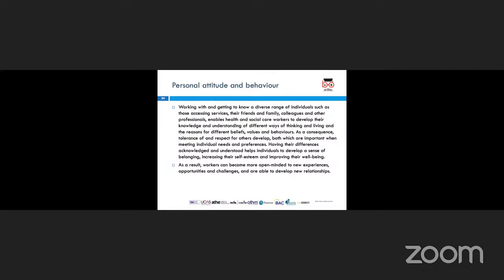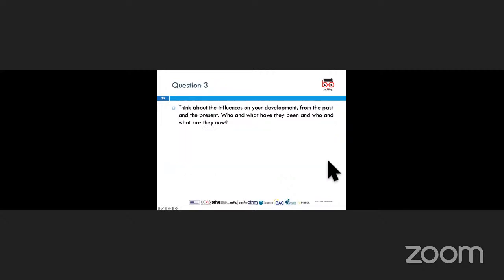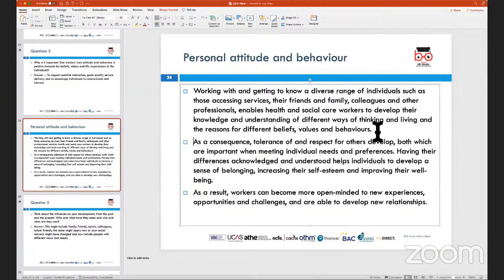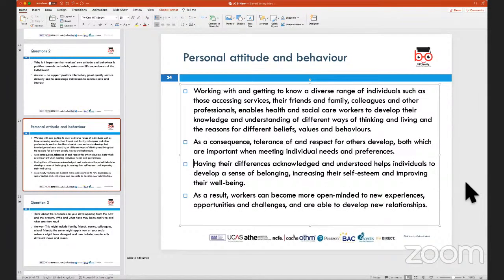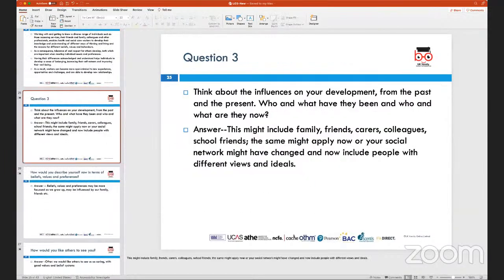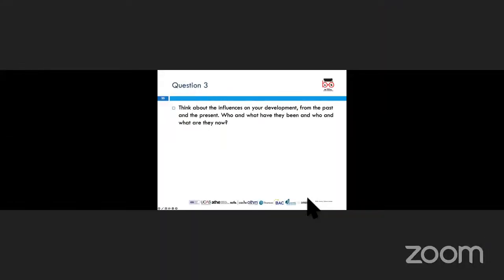But because every individual is different, you will at some stage be different from other individuals in terms of showing what values you have, what beliefs you have, and those values and beliefs shape the behavior that you bring across to the organization. So let's look at another question which I want to look at when I talk about values, beliefs, and behavior. Think about the influences on your development that you've had in the past or in the present, and who and what do you think they have been and what are they now?